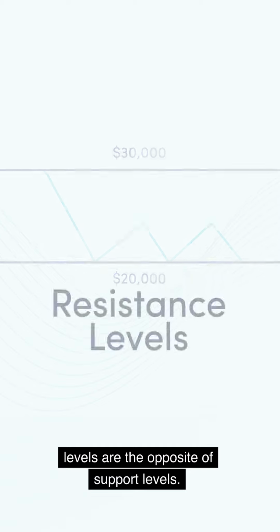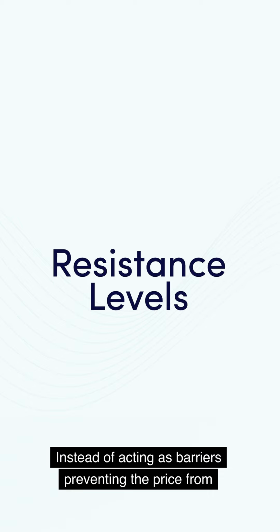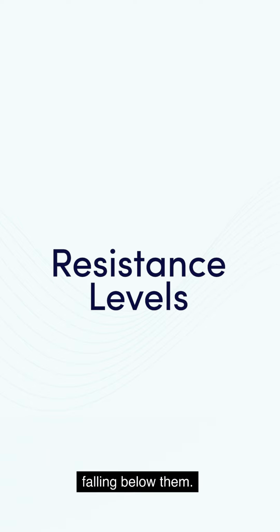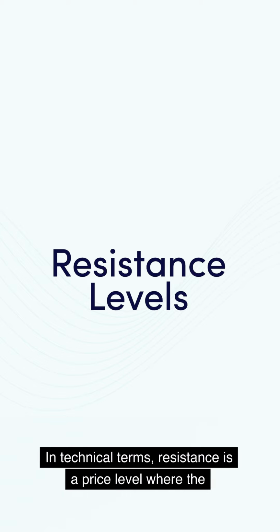Resistance levels are the opposite of support levels. Instead of acting as barriers preventing the price from falling below them, they act as barriers preventing the price from going above them. In technical terms, resistance is a price level where the cryptocurrency has fallen from before, and is therefore likely to fall down again once it reaches it.